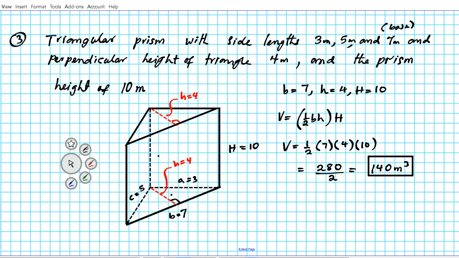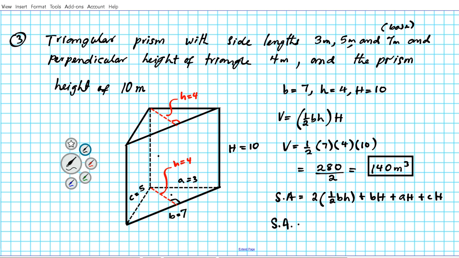Let's find the surface area. So the surface area is going to be the area of the top and bottom, which is double 1/2 base times height. Okay, and then the area of the front, which is b times h, the area of the right side, a times h, plus the area of the left side, which is c times h. Okay, so let's make all the substitutions and figure this out.